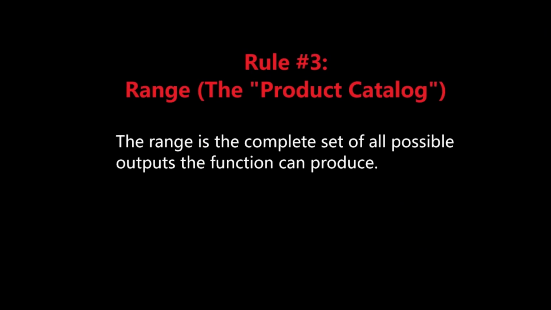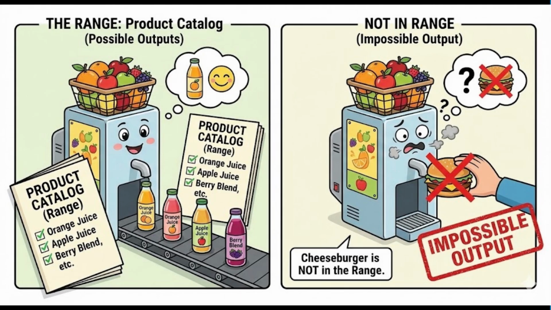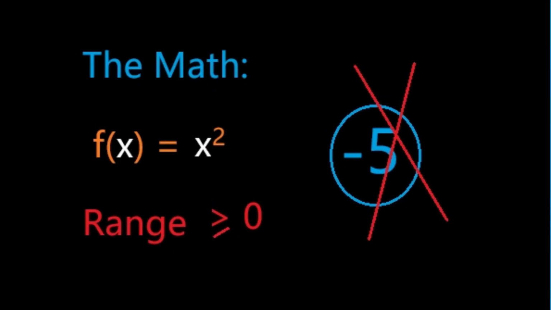Rule number 3, range, the product catalog. The range is the complete set of all possible outputs a function can produce. The machine analogy: if a machine only makes fruit juice, you will never get a cheeseburger out of it. The cheeseburger is simply not in the range. The math: for the function f(x) equals x squared with real inputs, the output is always non-negative. You will never get -5. So the range is greater than or equal to 0.